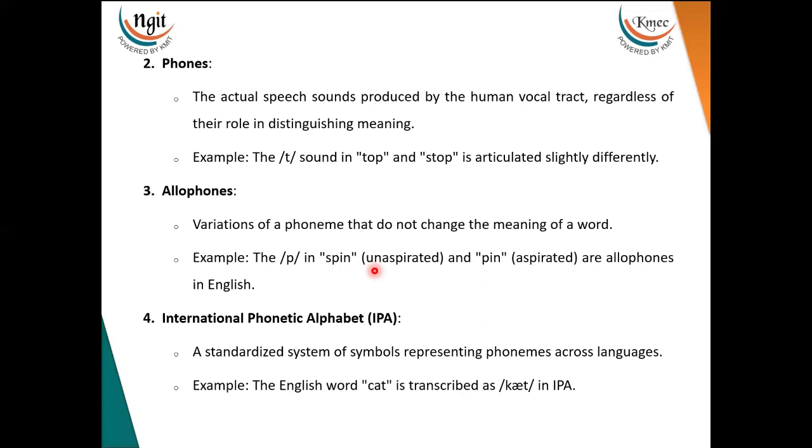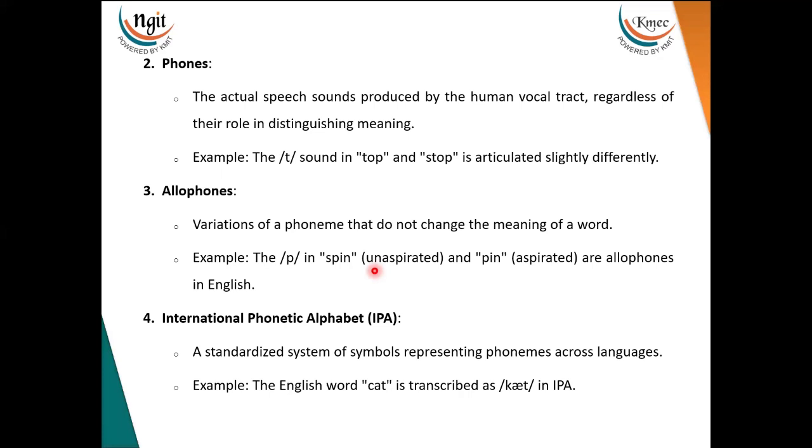Likewise, consider other examples to understand allophones, such as light and dark variations of the sound L, in lip and ball. When you say lip and ball, you can see the difference.